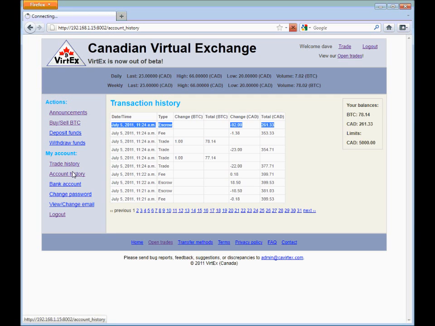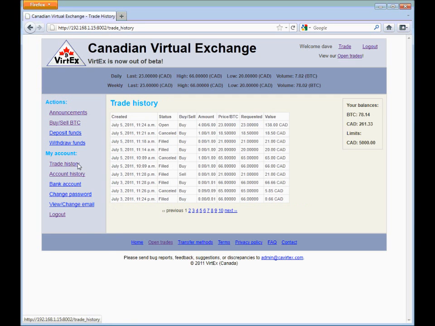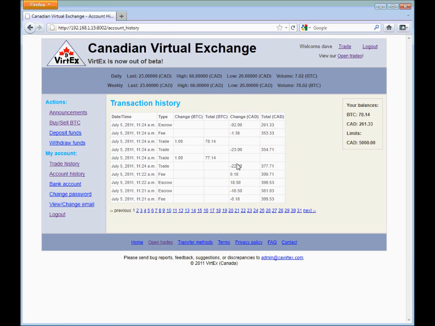Okay? Now, if you go to trade history, you'll see a very important field here called requested. Requested versus price per BTC. Now, requested will eventually show the price that you requested, and the price per BTC will show you the price we could fill you at. Now, notice these are the same because the functionality is not in place right now to show that. But eventually you'll be able to see that, yes, I requested 23, but I was filled at 22 on this screen.